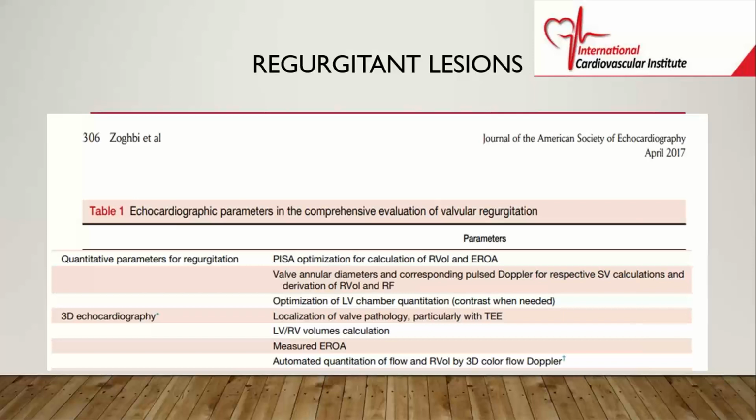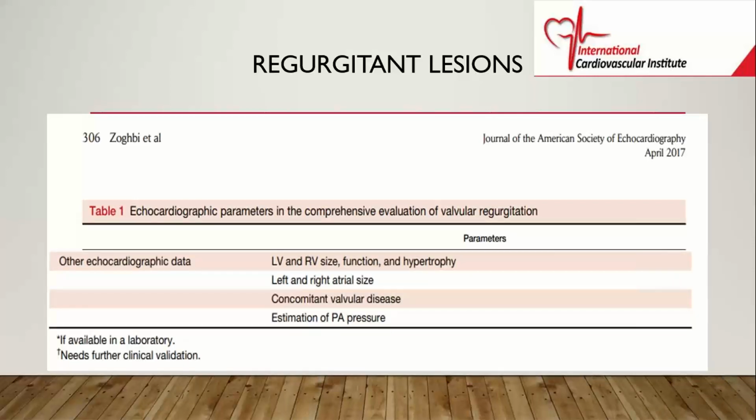And then, of course, remember three-dimensional echo. When we talk about volume assessment, for any volume assessment, three-dimensional echo is the way to go.